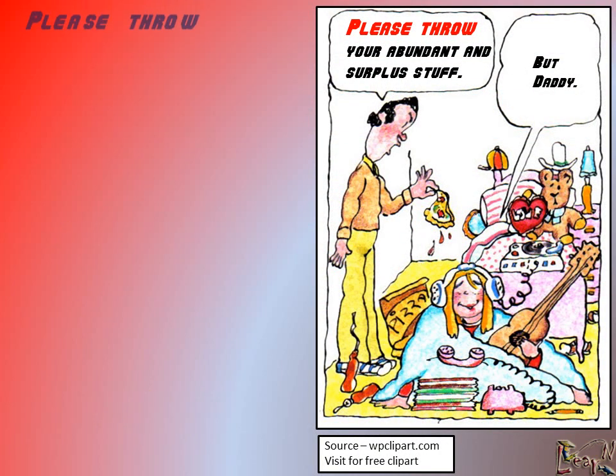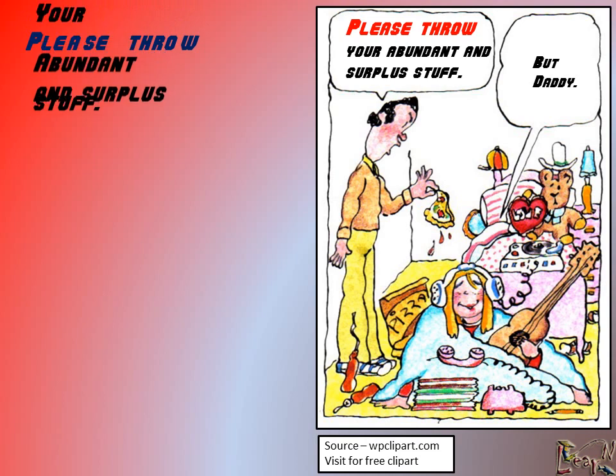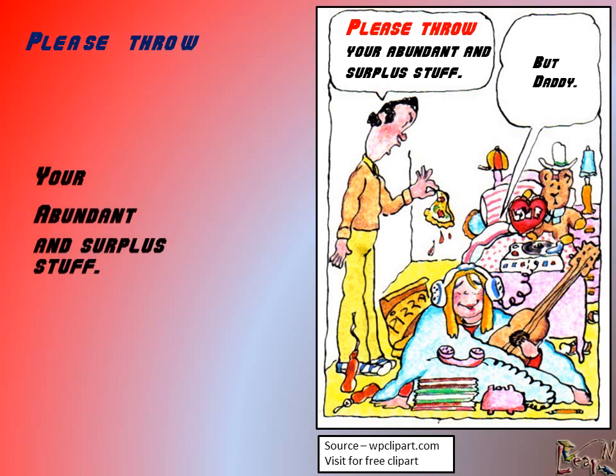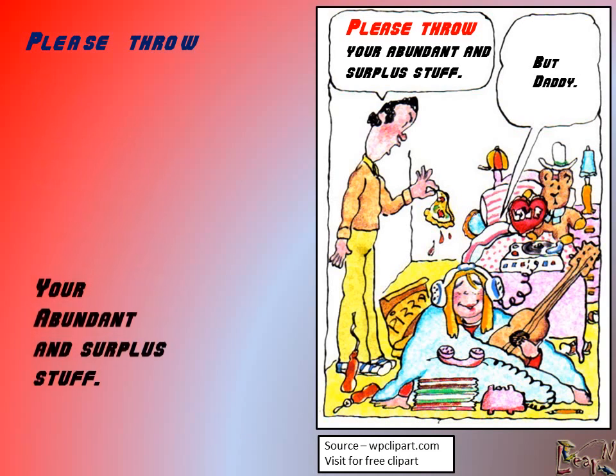Looking at the condition of her room, the little girl is surely living in excess. So what does her dad say? Please throw your abundant and surplus stuff. Derive the word plethora from please throw and its meaning from the remaining statement.